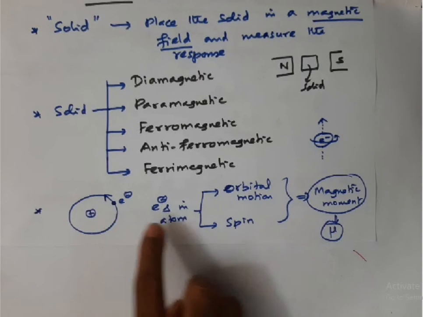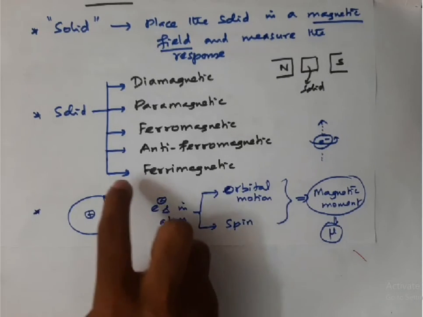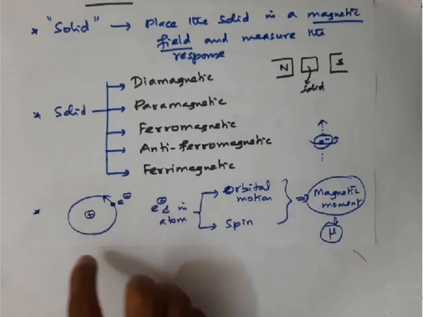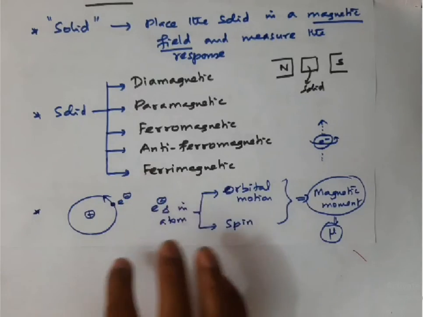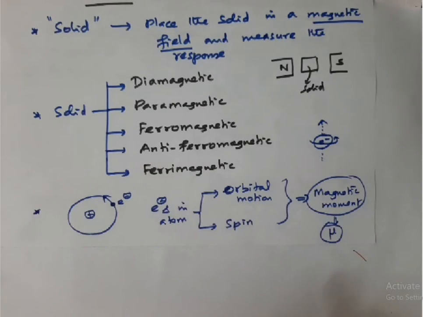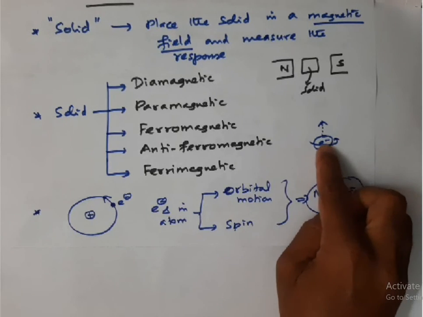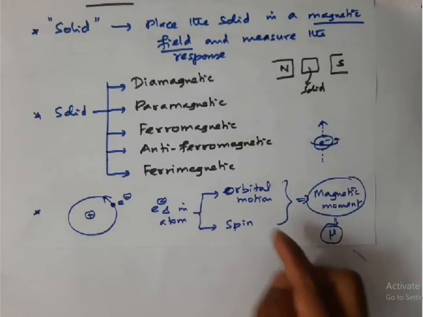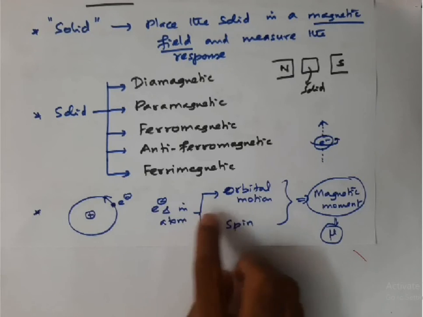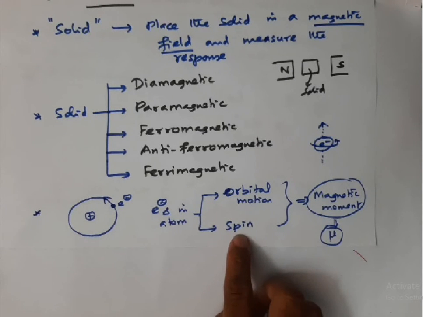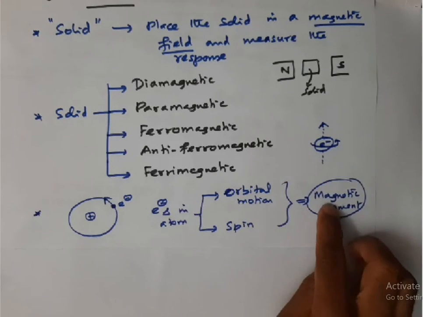Basically, electrons in atoms show two kinds of motion. One is called orbital motion, which means the electron revolving around the nucleus. And these electrons also have the property of spinning, which means spinning about its own axis. So electrons have two types of motion in the atom, orbital motion and spin motion. Both these motions will produce magnetic field.